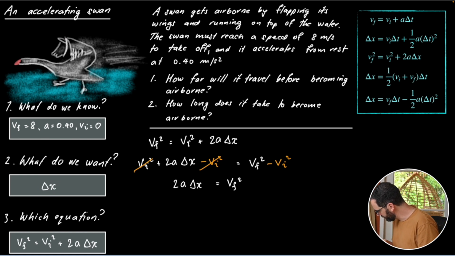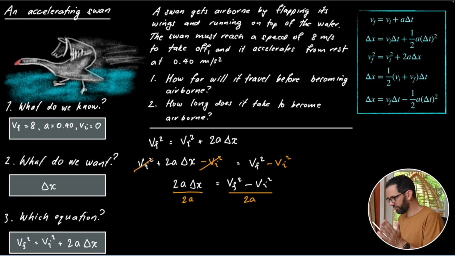I want delta x, so I can get delta x by itself by dividing out that 2a that's multiplying it. So do the same thing on both sides. Now it's really important when you've got multiple pieces on the right like this, I have to divide the whole right hand side of my equation by 2a, not just the vi squared.